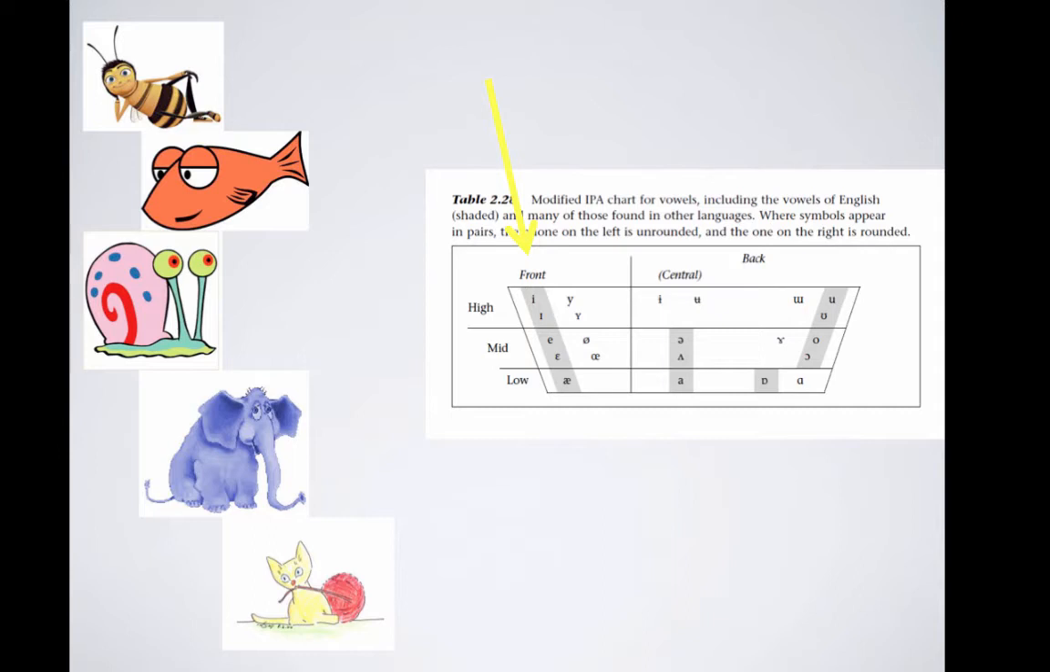Then we have the I sound. This is the sound for fish. We don't say "feesh," we say "fish." It is a little lower than the E. Then we have the E as in snail. We continue lowering down. Now we are mid and we say elephant. And finally, in the low part of your mouth, opening your mouth, we pronounce this sound, eh.